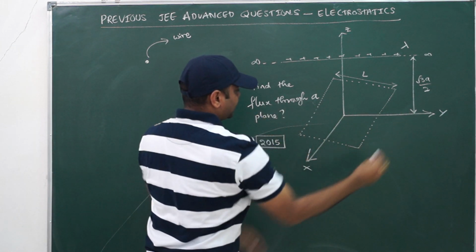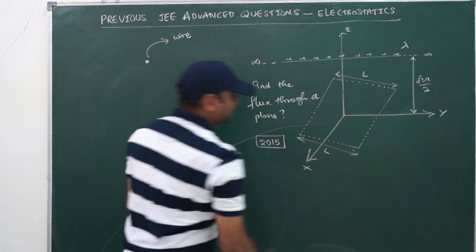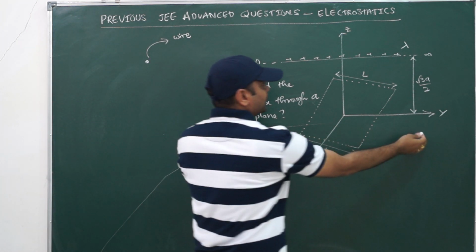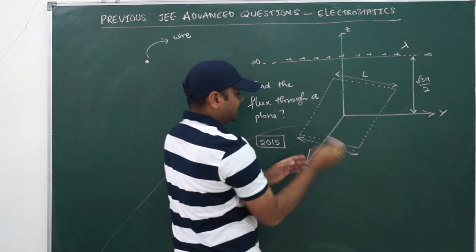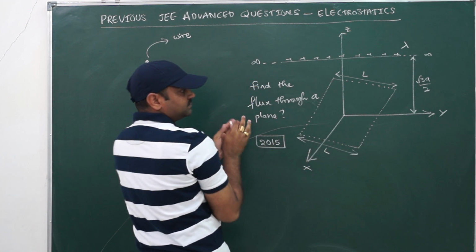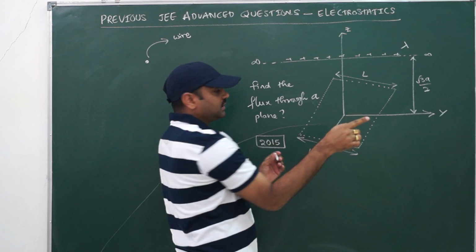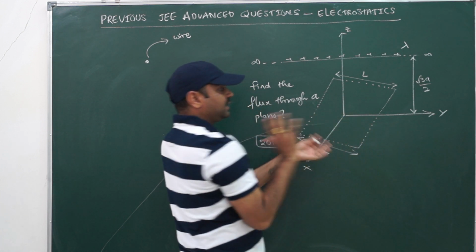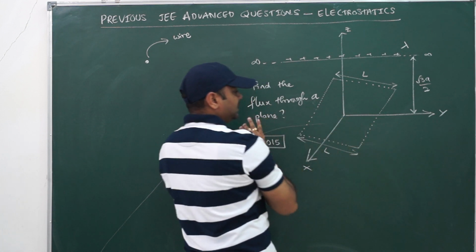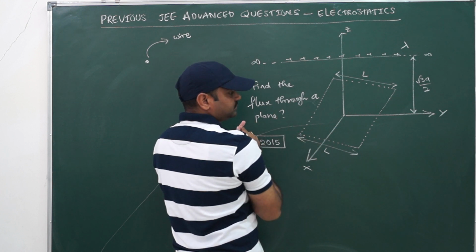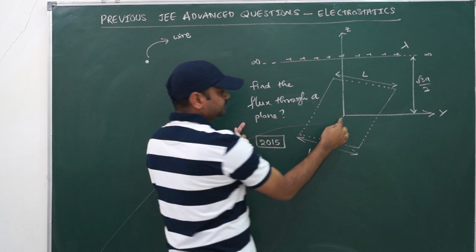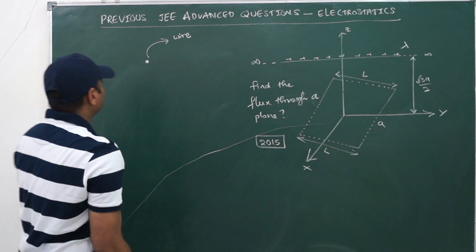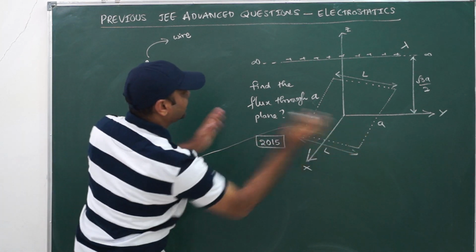As I rotated the diagram, I am able to see only the length part. If I rotate anti-clockwise, then X will go inside and Y will come out, and I am able to see the A length. The L value will be inside. This is the wire, so I am rotating the diagram in this way.